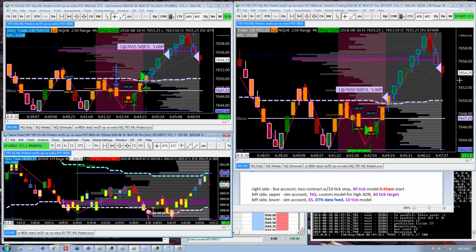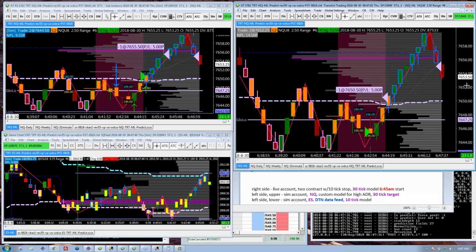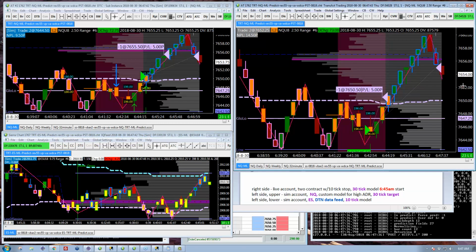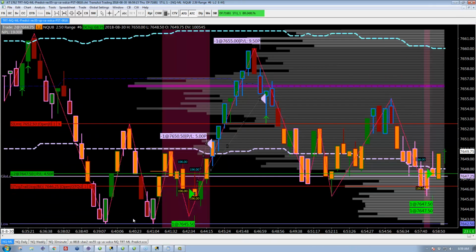Alright, so plus 5 and plus 9.5. Alright, so long off of a very similar looking signal, I think. Where you set this low and then retest it and got long here. And now something similar where we set the low here and then retested, get a signal long. We hit 10 ticks, so it's entry minus 5 now.